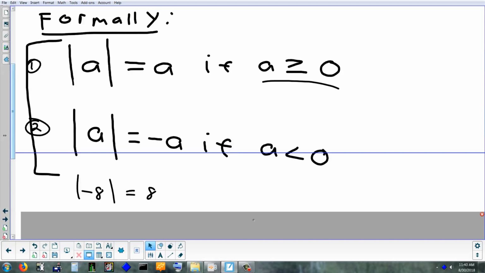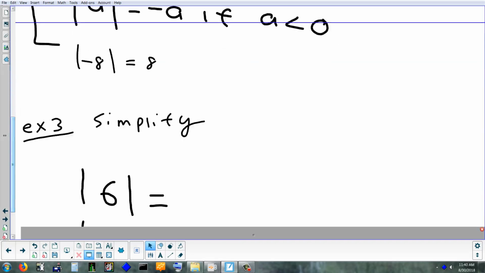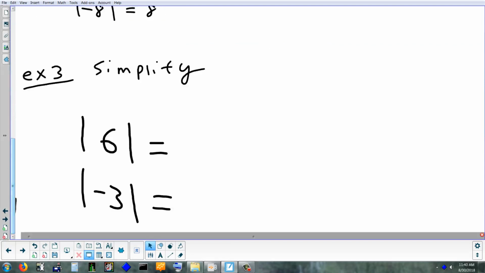If it's positive, you don't do anything, or if it's 0. If it's negative, you take the opposite. So real quick, we'll just go through that. Absolute value of 6 would be 6, -3.